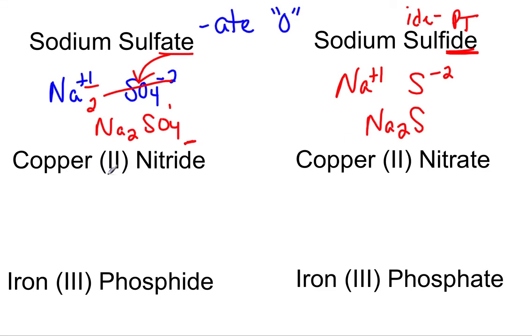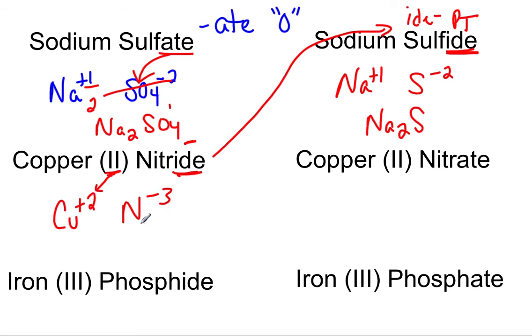Now, copper. Hey, look at that, Roman numeral. That's awesome, because I don't have to think about what charge this is. I automatically know copper makes a +2. Now, it's hooking up with nitride. Ide is on the periodic table, so it's N-3. Crisscross them, and it's Cu with a 3, N with a 2. No parentheses, because there are no polyatomic ions.